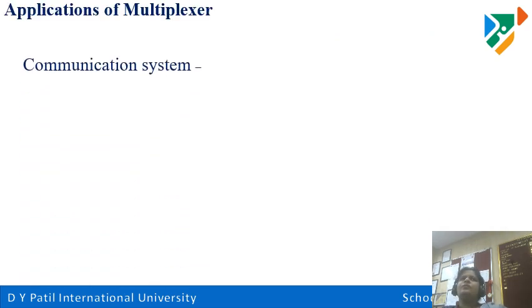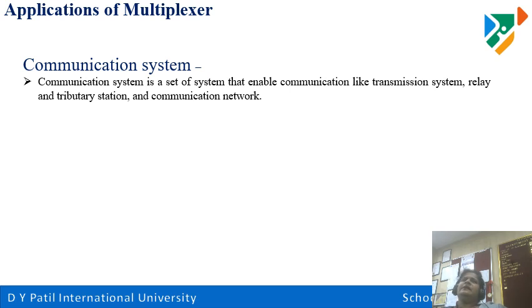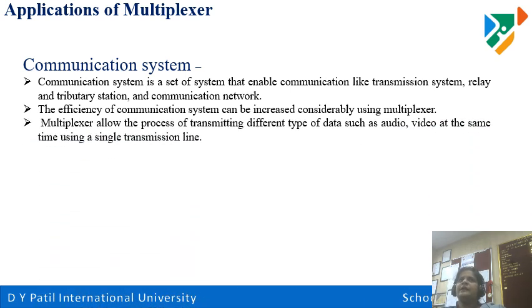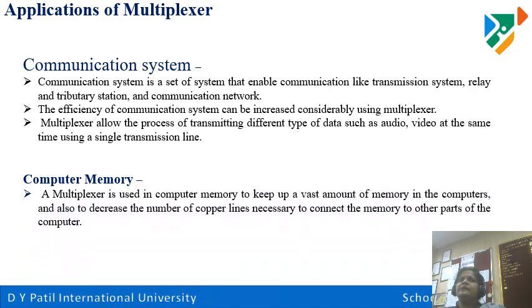So we know what the applications of a multiplexer are. We have come across the applications already. It is used in a communication system, and it can be used in any communication network. The efficiency can also be increased considerably using a multiplexer. This example I have shown you in the previous slide. Instead of taking too many connections in a microcontroller, we can minimize the number of pins by using a multiplexer. Multiplexer allows the transmission of different types of data such as audio and video at the same time. I'm just trying to recollect the previous lecture here about the applications of a multiplexer.